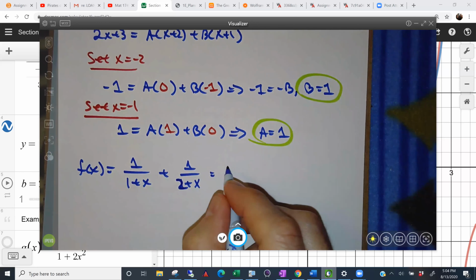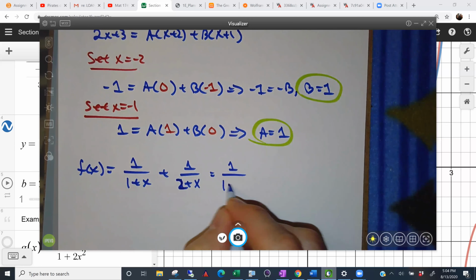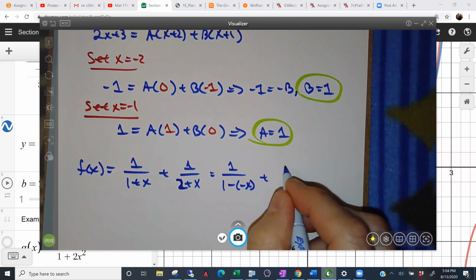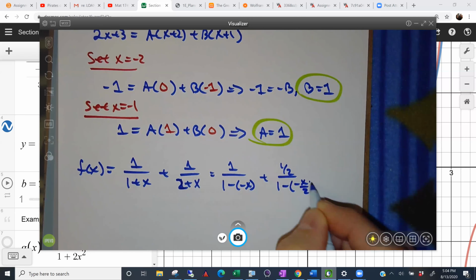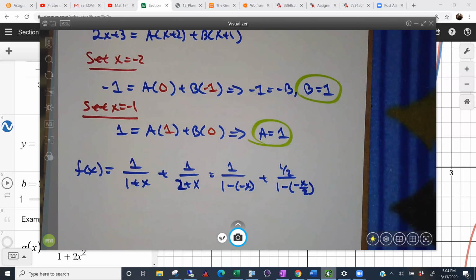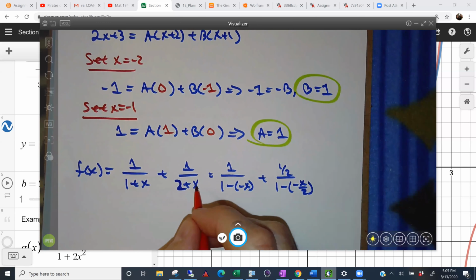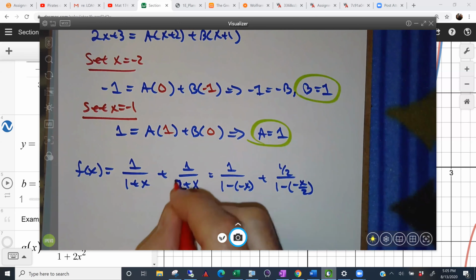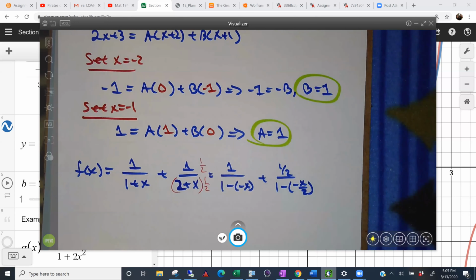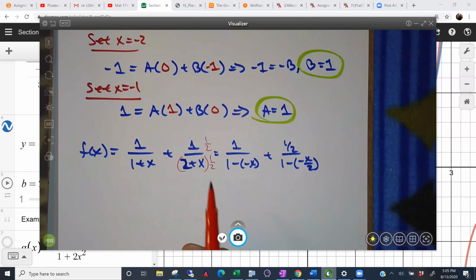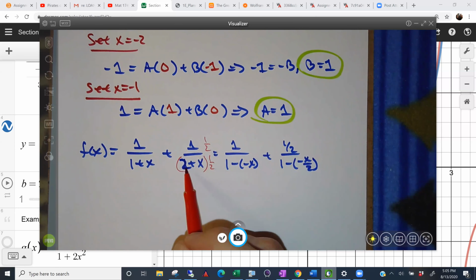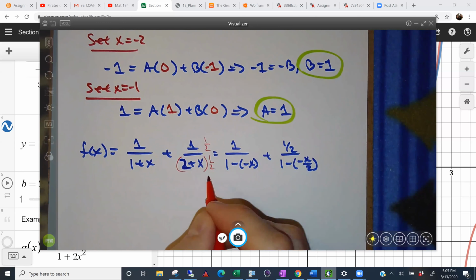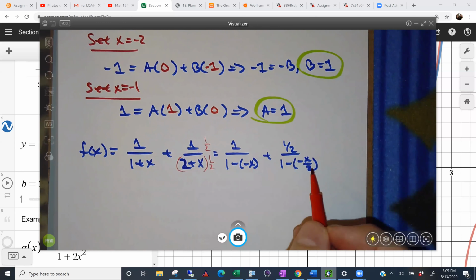So let's rewrite those. It's going to be 1 over 1 minus negative x, plus 1/2 over 1 minus negative x over 2. And for the benefit of the viewer, let me fill in a little detail here. To make this a 1, I'm going to multiply by 1/2 over 1/2. That puts the 1/2 in the numerator, and then I get the 1 in the denominator like I want. So you end up with 1 plus x over 2, which you rewrite like that.